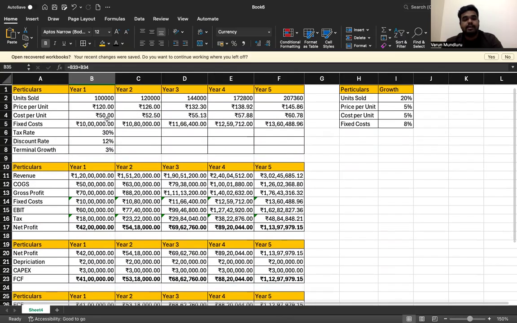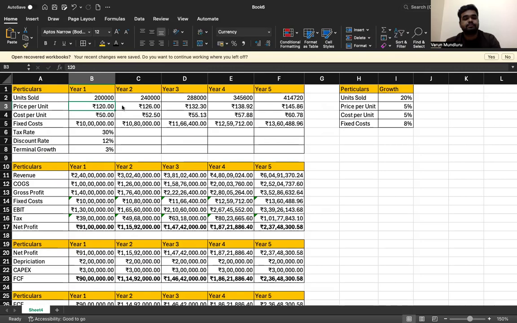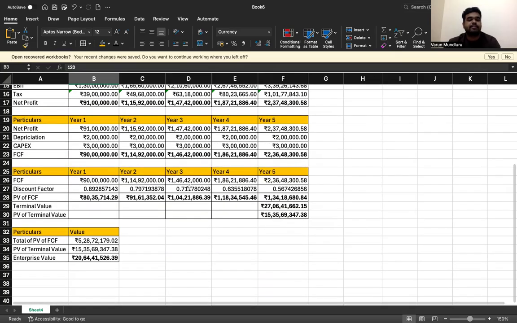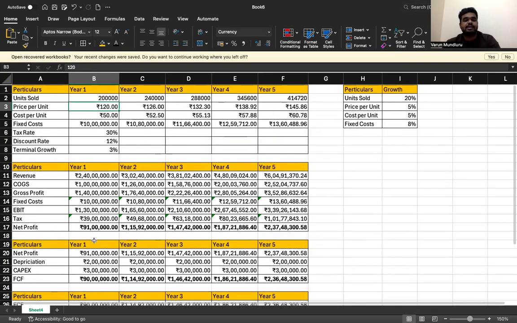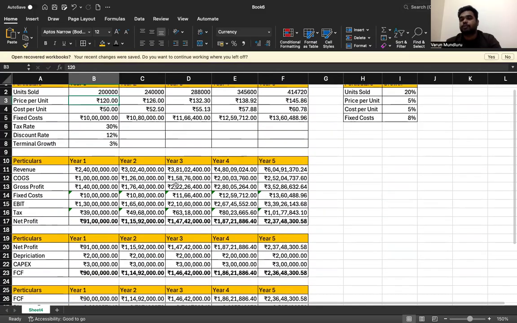The same way, let us try changing the units sold from 1 lakh units to 2 lakh units. Now, see the change in the value. See how much it has increased. So this is how this model works.